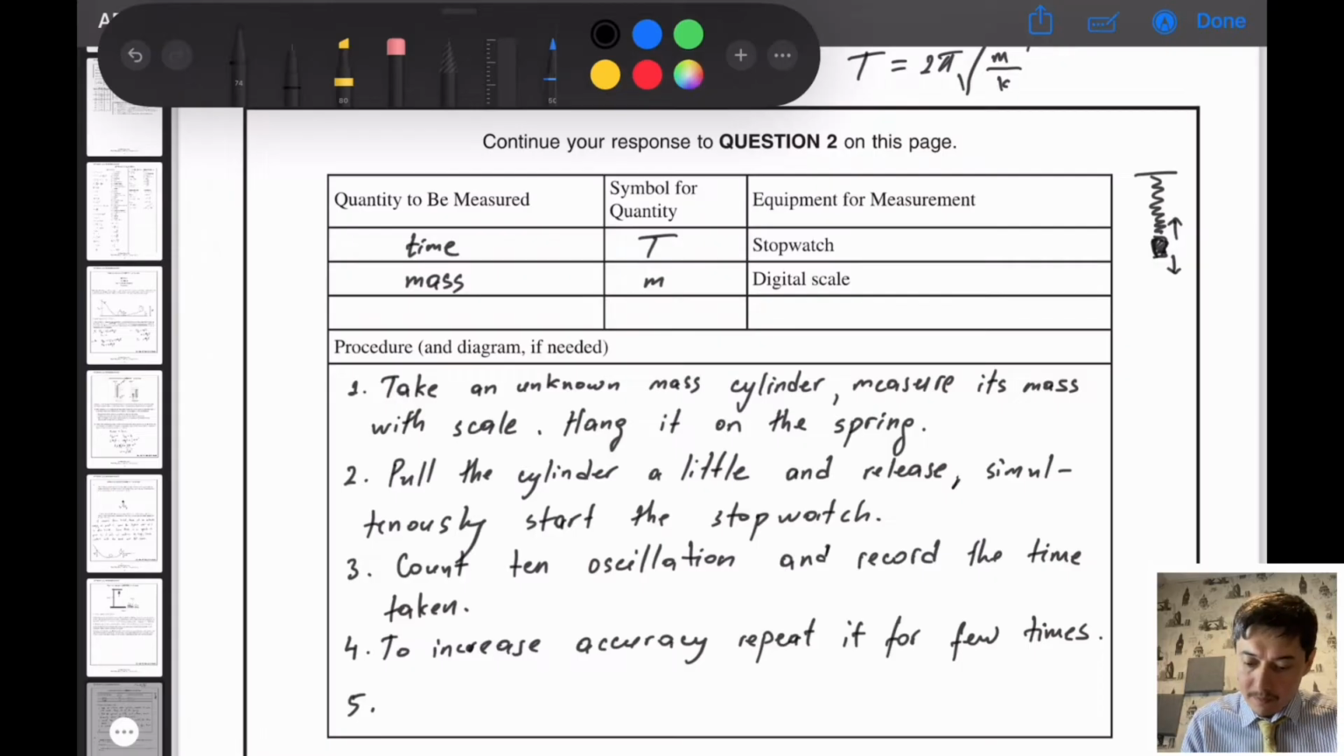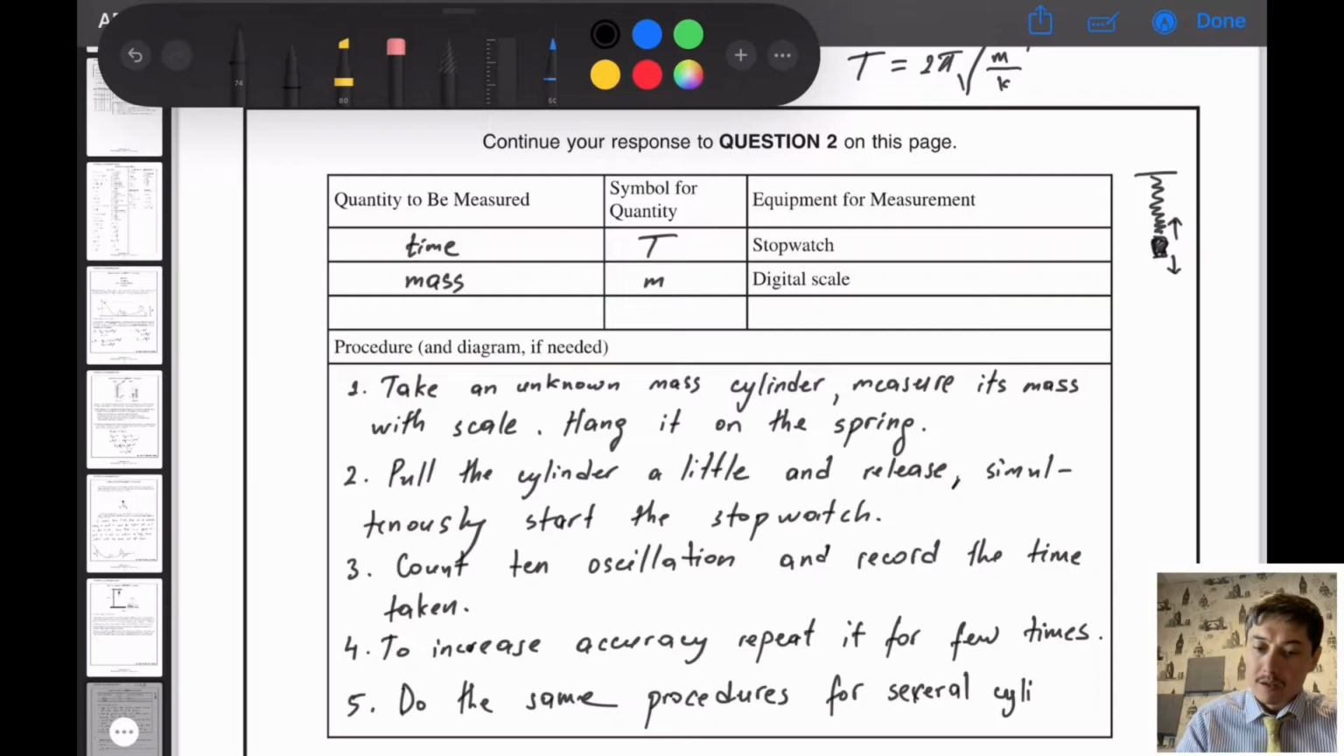Do the same procedures for several, at least 5 cylinders. Several different cylinders, let's say, so that each time the mass would be different. Okay.